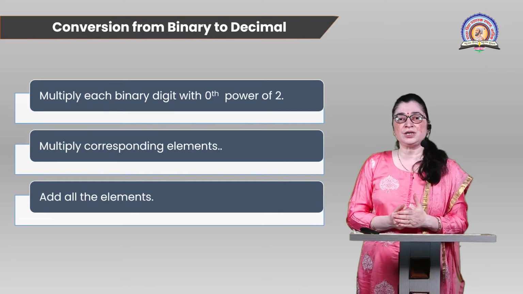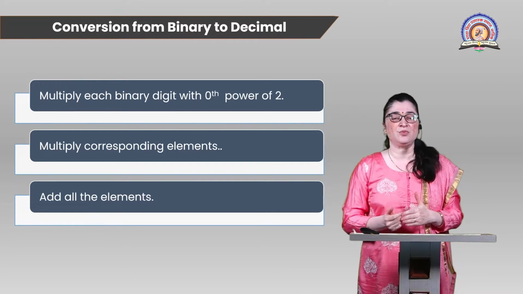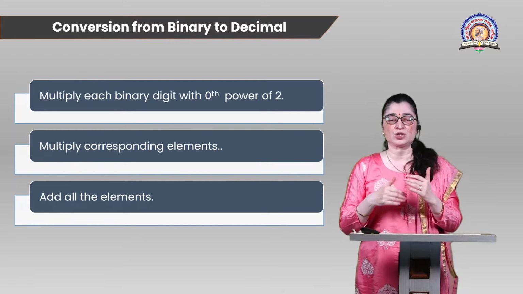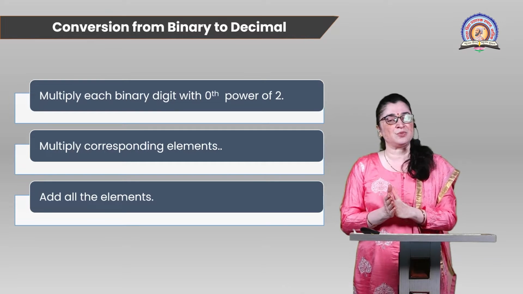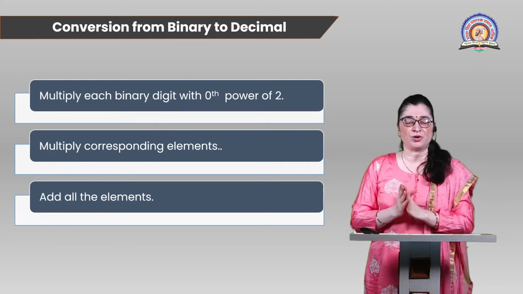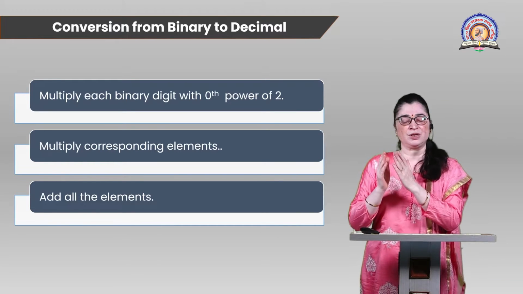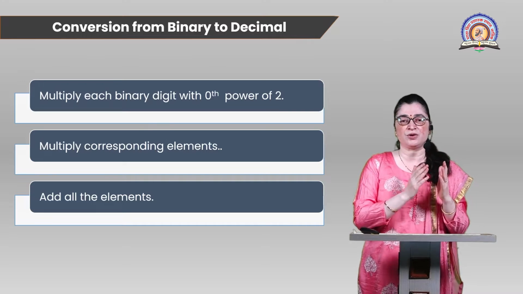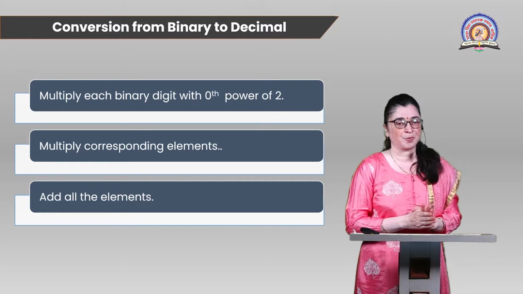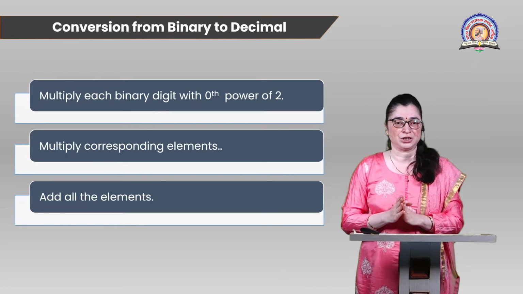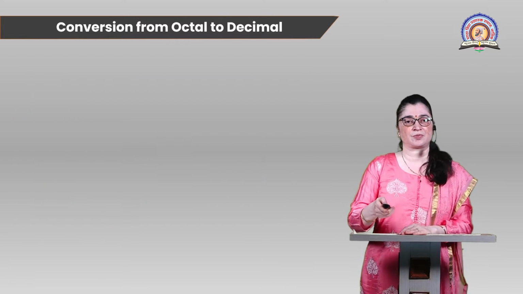But while converting into the decimal number system, we have to multiply by the powers of 2. From binary to decimal, we have to multiply the digits starting from the 0th power of 2. The first digit we multiply by the 0th power, then the first power, then the second power, then the third power and so on. Then we do the multiplication and then the addition of all the elements.